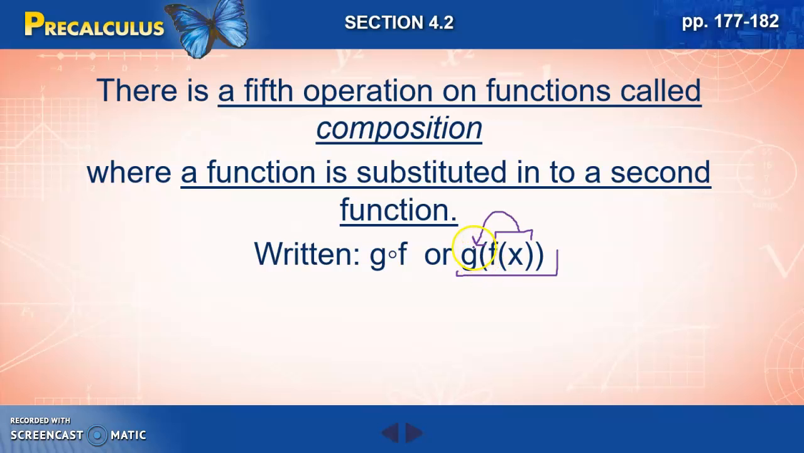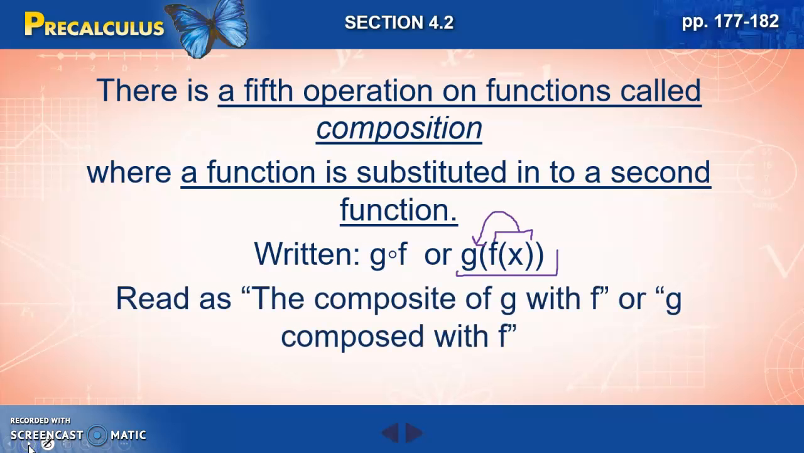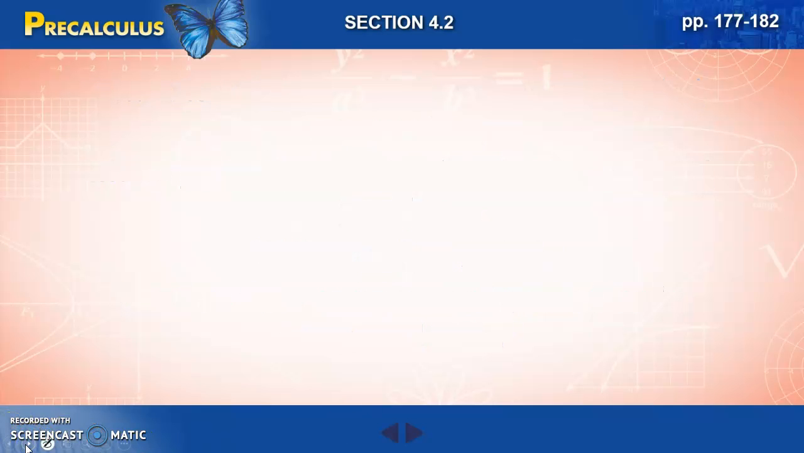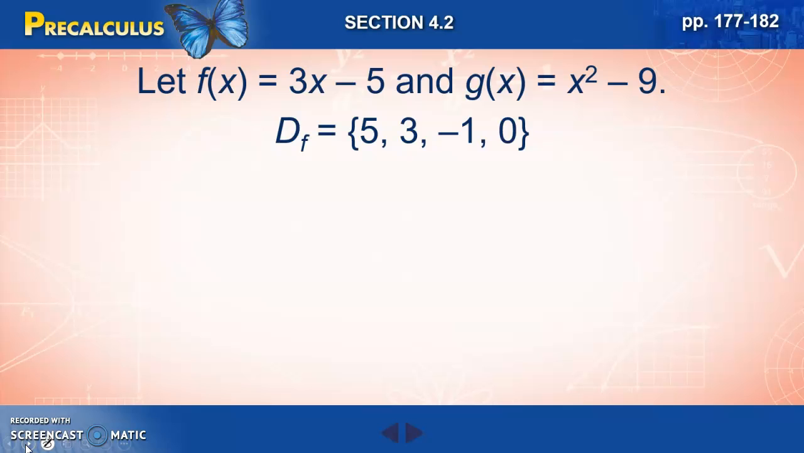Now, sometimes you'll hear me say g of f of x, because sometimes that's just what I say. It comes out easier than g composed with f. So if you ever hear me get lazy and say g of f of x, that's what I'm talking about, g composed with f. Okay, again, this is read as the composite of g with f, or g composed with f. All right, let's look at an example.